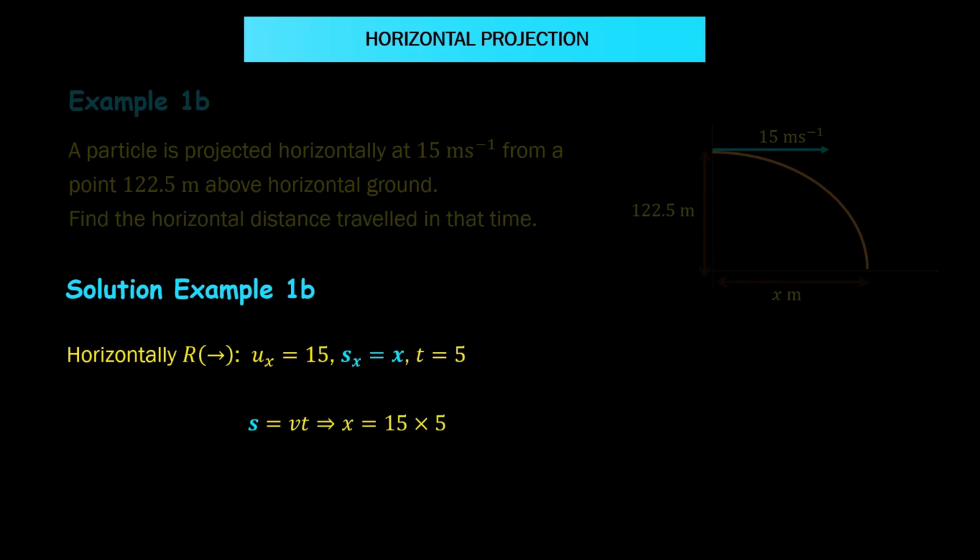So we use s equals vt, since of course the acceleration equals 0 in the horizontal direction, and we have s substituted by x, the distance, the velocity, which is 15, and time, which is equal to 5. And tidying up gives us that x equals 75 meters.